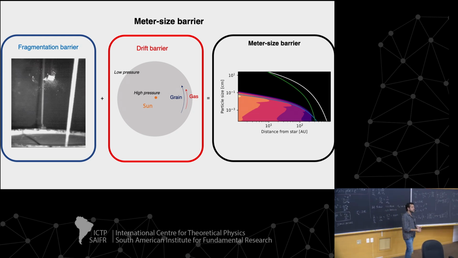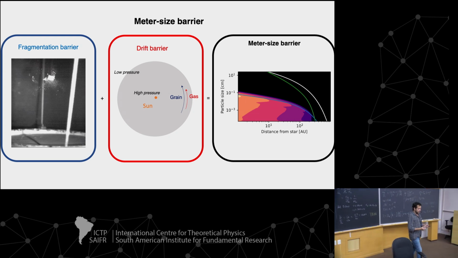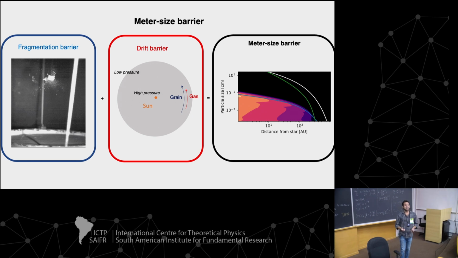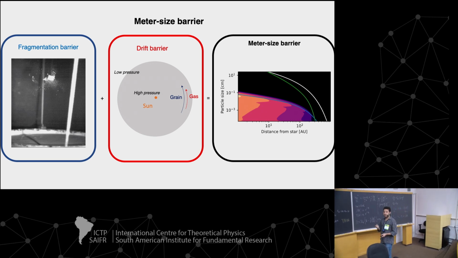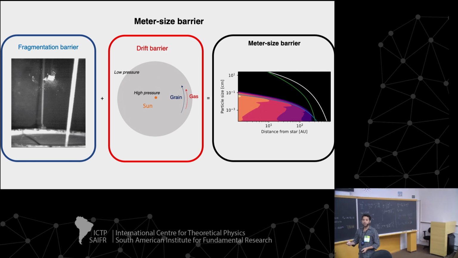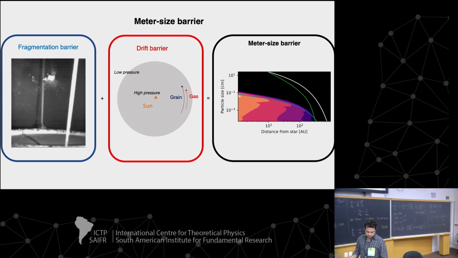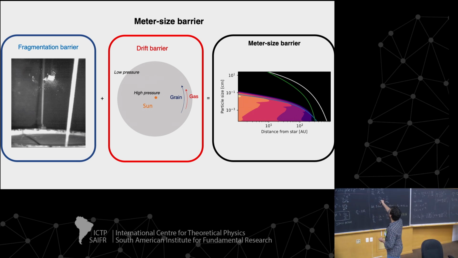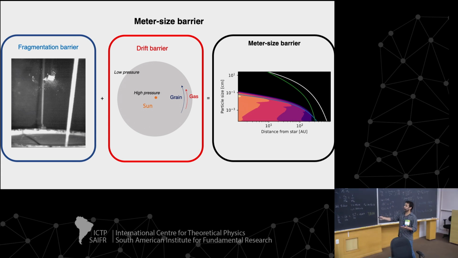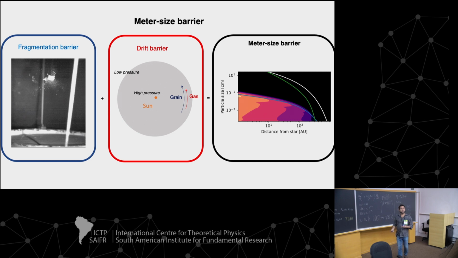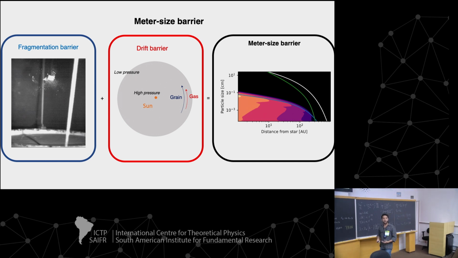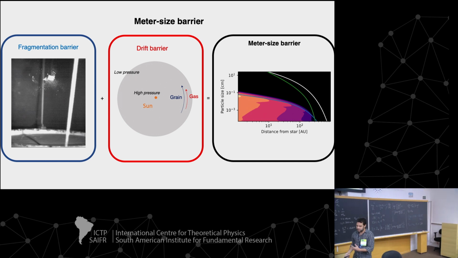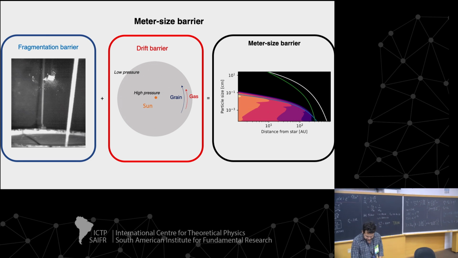For historical reasons, we call this the meter-size barrier because it is maximized for objects of meter size. But that doesn't mean the objects will grow to meter size. In this case, they're only growing to millimeter, right? But it's still part of this meter-size barrier, which is composed of this fragmentation barrier and the drift barrier. You cannot grow stuff too large in disks because they will either drift or they will fragment.